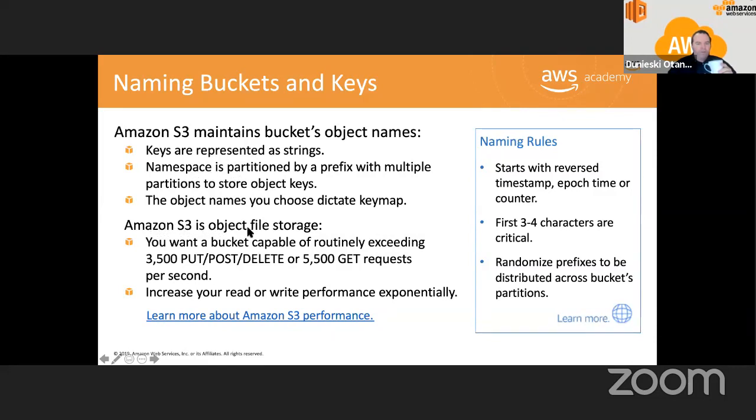So Amazon S3 is object file storage. We know that already, right? You want your bucket capable of routinely exceeding 3,500 put, post, delete, or 5,500 get requests per second. So that bucket is going to be available to do this, right? And then they increase your read and write performance exponentially. So this happens with S3. Now, if you want to know more about that, you can click on this in your PowerPoint.